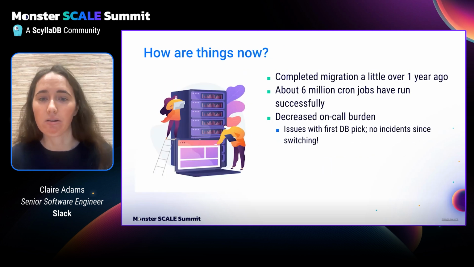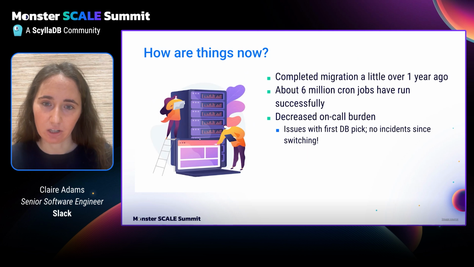So how are things now? We completed this migration a little over a year ago, and since then about 6 million cron jobs have run successfully. And this has really decreased our on-call burden. When we first did this project, we picked a database that wasn't that stable, so we had some issues with our job tracking. But since we switched our database to one that's better maintained, we haven't had any incidents, which is huge. It's hard to quantify what's not happening, but to not have to be dealing with a major blow up 11 times a year or whenever it's going to happen is really, really nice.